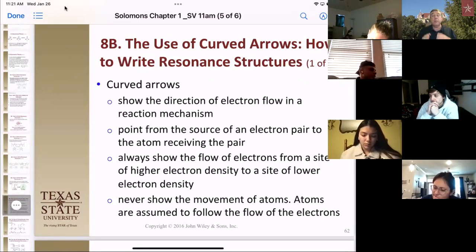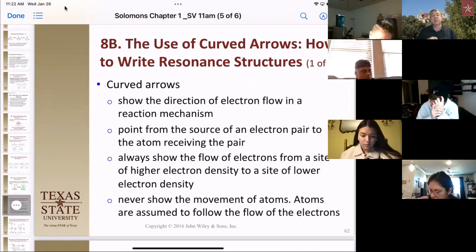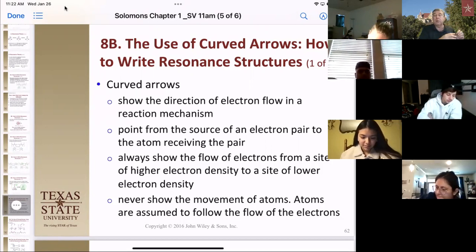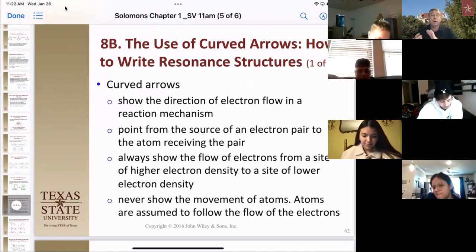And notice when we do resonance structures, only electrons move. And we typically move them two at a time. Sometimes we move them one at a time, but most of the time we move them two at a time. Okay. So by using those arrows to show where the electrons flow, we don't break any bonds. We just create or remove lone pairs and create or remove double bonds.